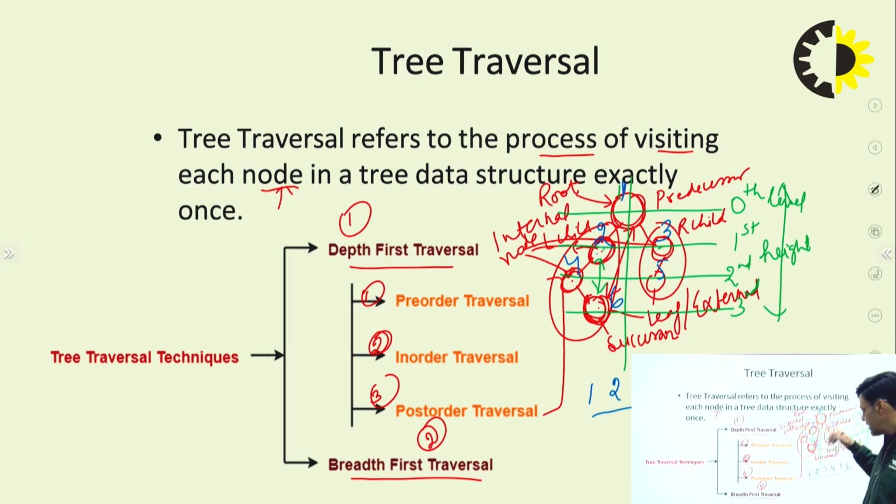So this type of visiting, level wise visiting, is called breadth first search. Okay, students, this is very simple. Level wise, breadth first search. Okay.